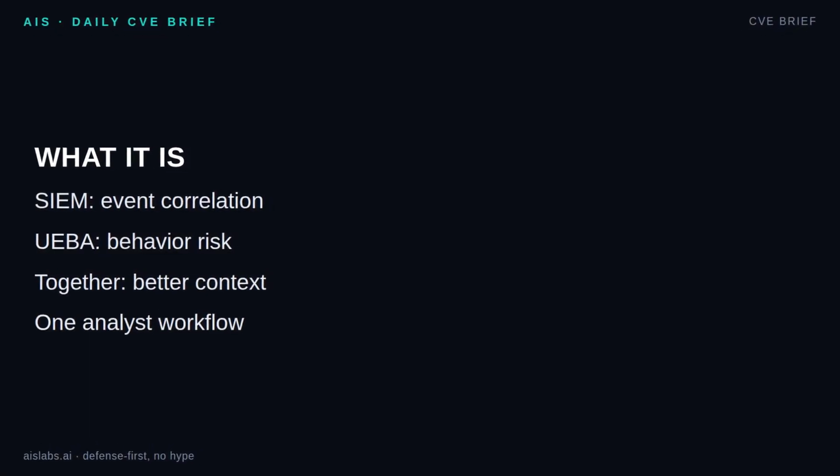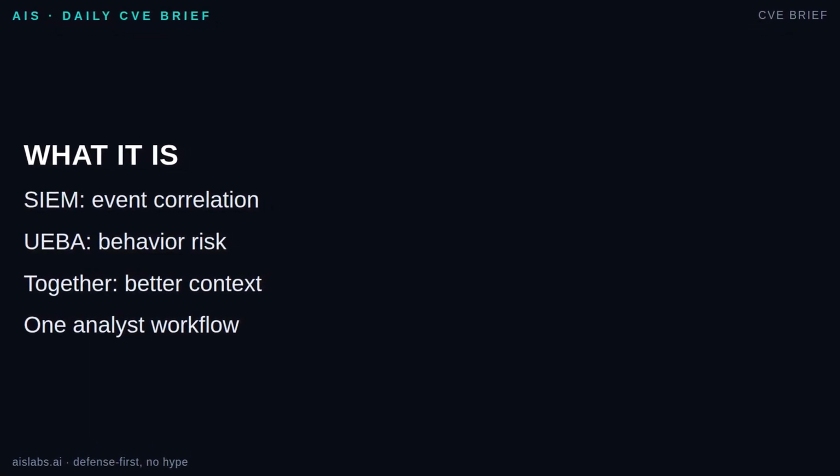SIEM plus UEBA is a detection model where two lenses work on the same environment. The SIEM collects security events, normalizes them, correlates them, and creates alerts from known patterns. UEBA stands for User and Entity Behavior Analytics. It builds a baseline for users, service accounts, devices, and sometimes applications, then scores activity that looks unusual for that entity. In plain English, the SIEM asks, what happened across the systems? UEBA asks, is this normal for this person or device? In NIST-style terms, both support the detect function, and they feed respond by giving analysts better context and priority.